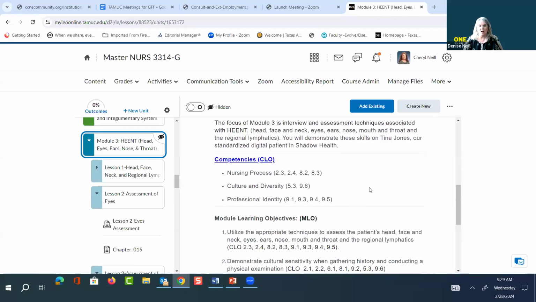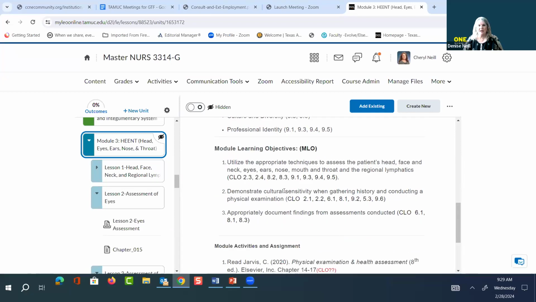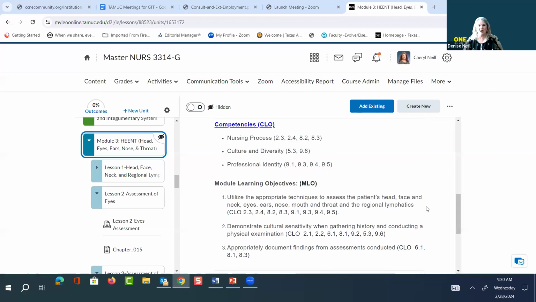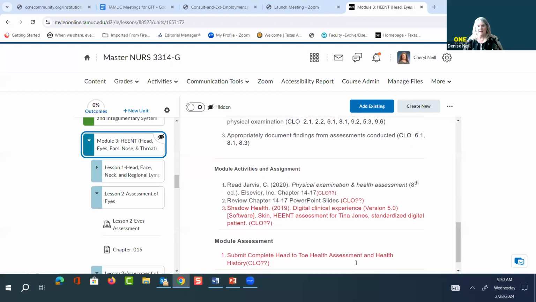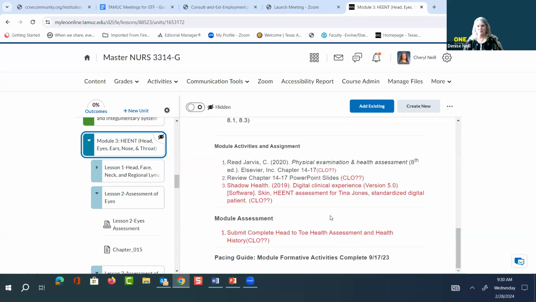We list the competencies that this module will cover, and rather than listing them out in detail, we just put the numbers. They can go back and pick them up. Then we have module learning objectives, and we tied those to the competency learning objectives. We have readings, and then because this is an online course, rather than doing a skills lab, we used Shadow Health for the demonstrations.